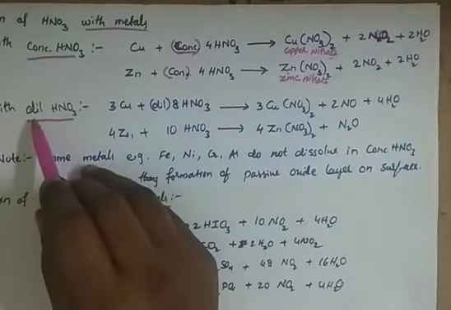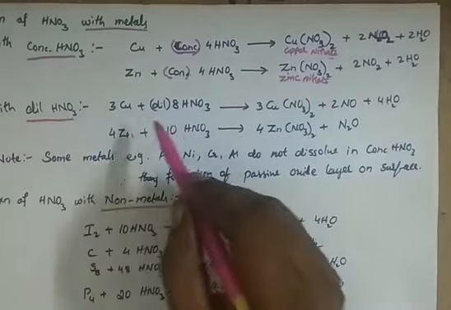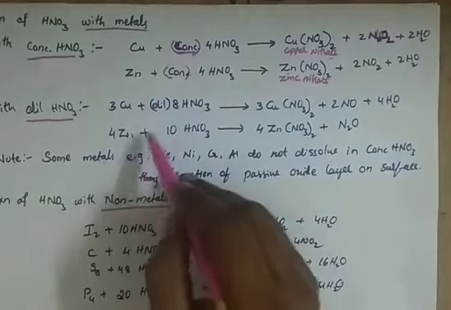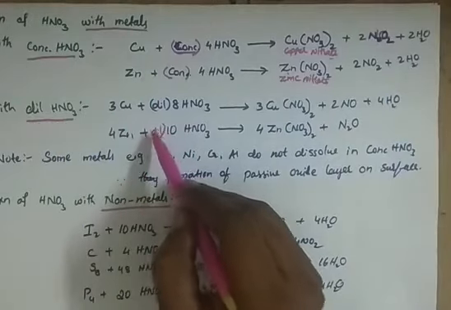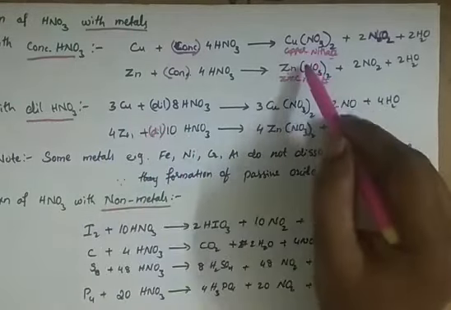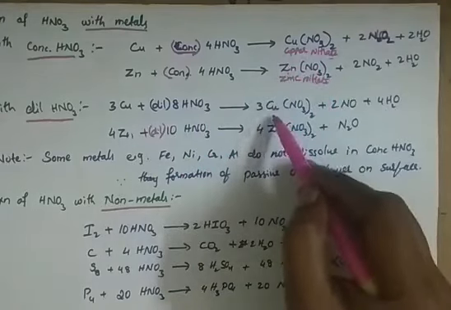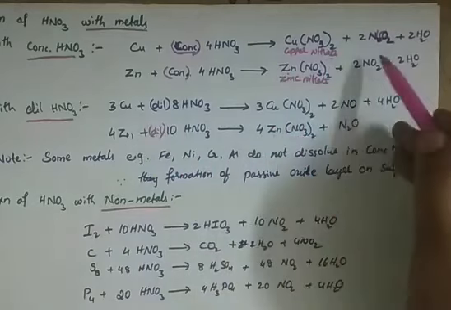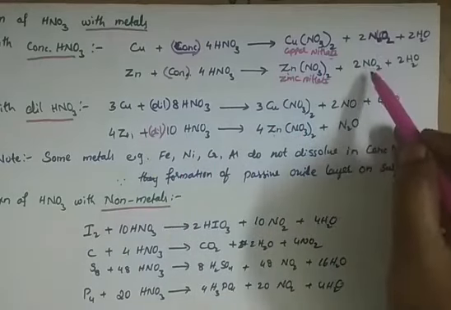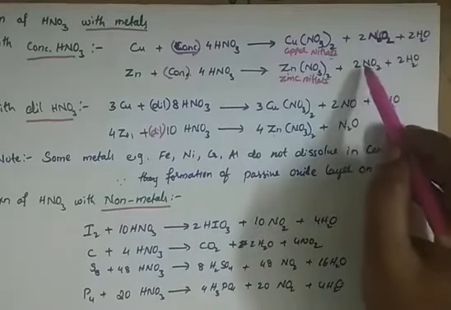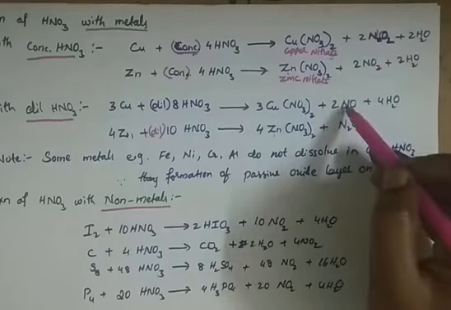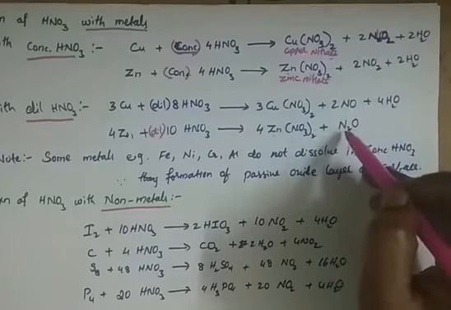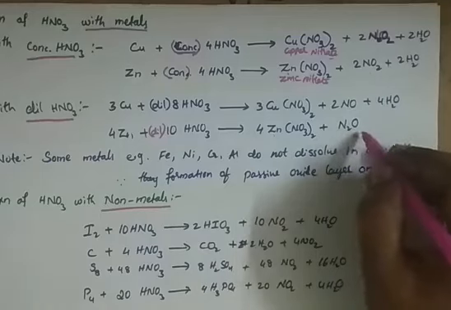Now look at the reaction with dilute HNO3, with the same copper and zinc. Look at the first product: both are the same, copper nitrate and zinc nitrate. But the next product is different. Here nitrogen dioxide is formed, and here nitric oxide is formed, and nitrous oxide is formed. This is called nitrous oxide.